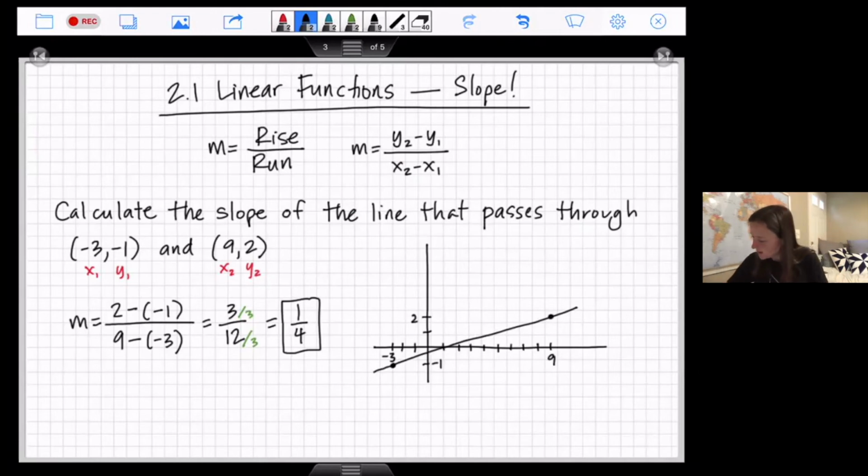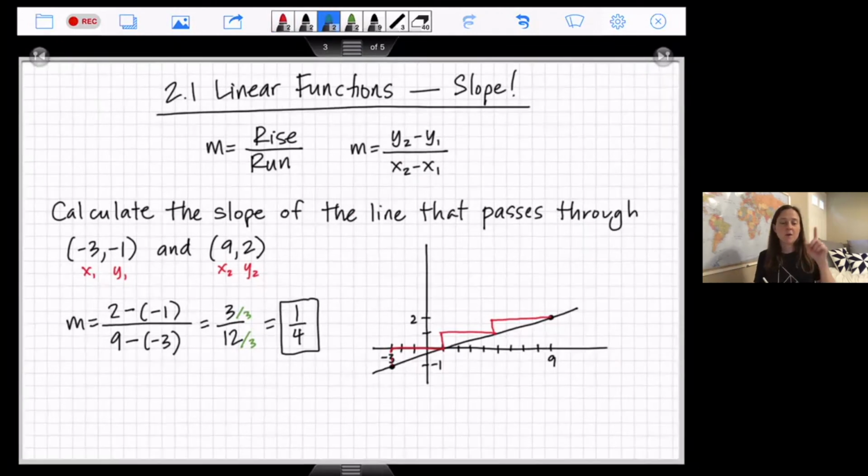Okay, so I would have to go up 1 tick mark and then 4 to the right. Up 1, 4 to the right. That means that my line rises from left to right. If instead I start over on the right and I travel to the left, I'd be going down and to the left, down and to the left.